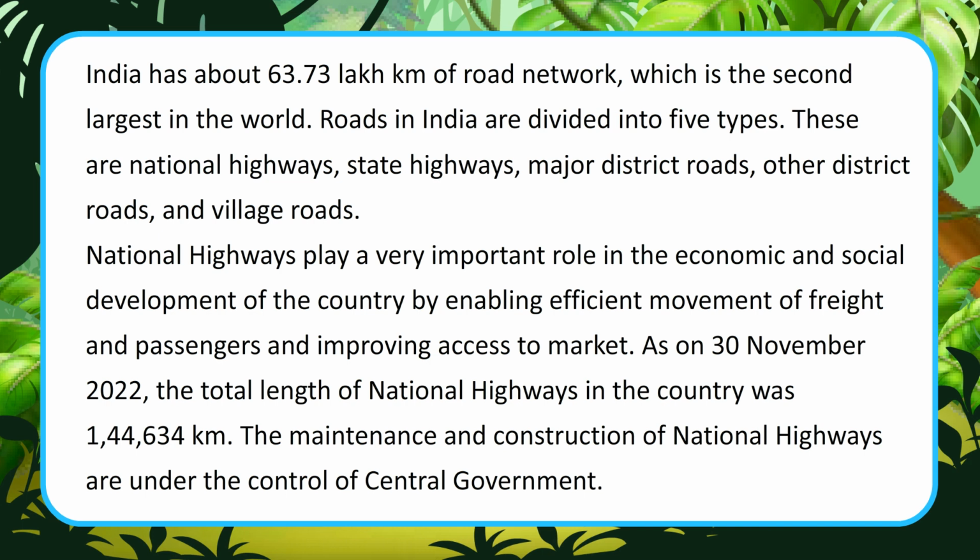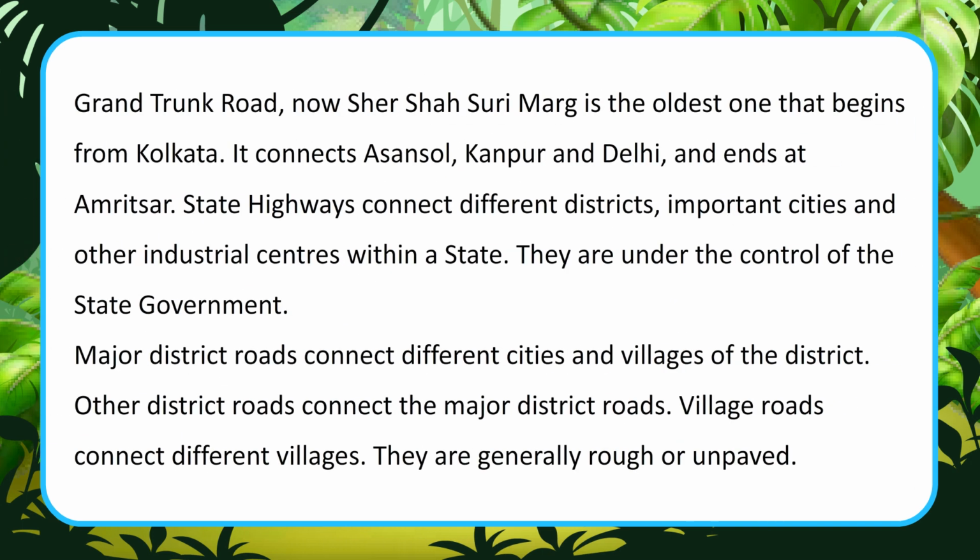National highways play a very important role in the economic and social development of the country by enabling efficient movement of freight and passengers and improving access to markets. As on the 30th of November 2022, the total length of national highways in the country was 1,44,634 kilometers. The maintenance and construction of national highways are under the control of the central government. Grand Trunk Road, now Sher Shah Suri Marg, is the oldest one that begins from Kolkata. It connects Asansol, Kanpur, and Delhi, and ends at Amritsar.